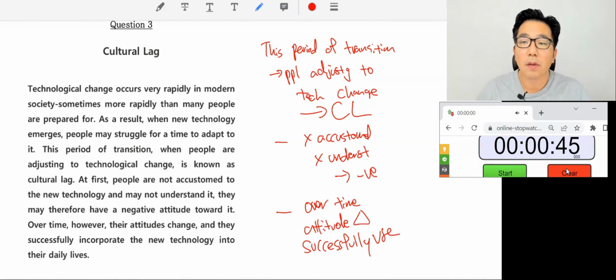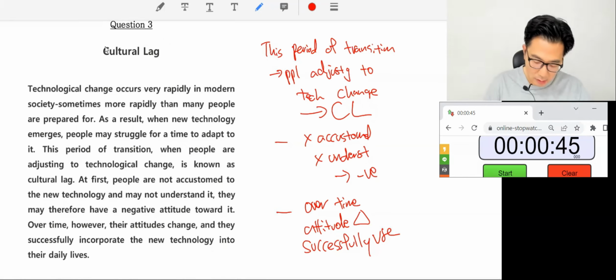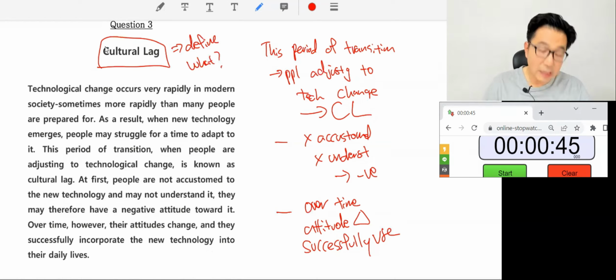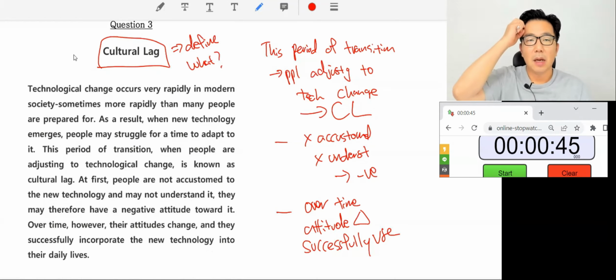Okay, so this is how I did it in 45 seconds. Let's go through and match the notes to the reading passage sentence by sentence, and let's analyze how well I did it, or how good or bad these notes look to answer your question. Technology change, cultural lag. So we need to define what cultural lag is. That's our job. When we speak our answer in 60 seconds from the reading passage, we just need to give a definition of what cultural lag is. So let's find it.